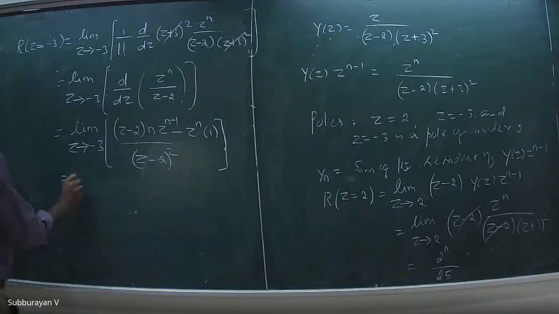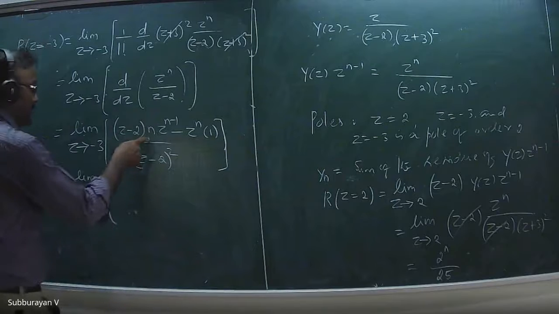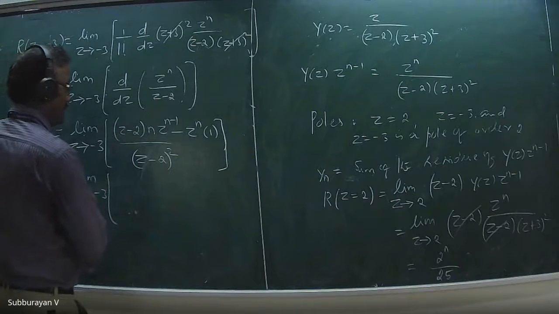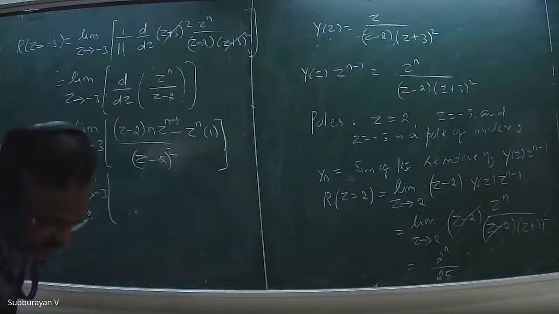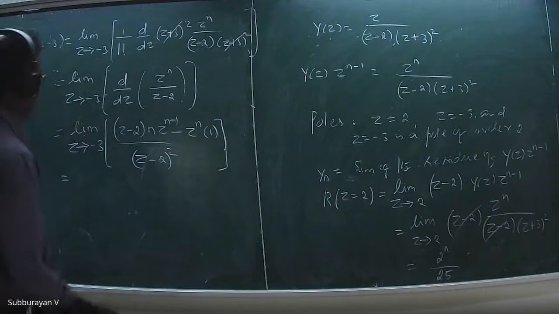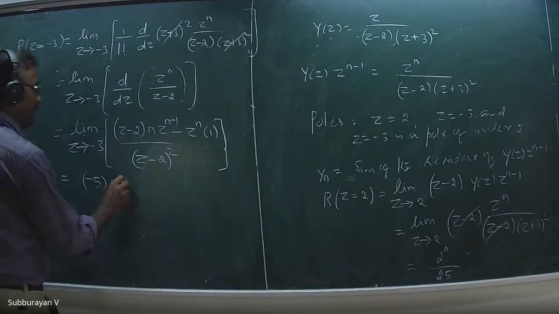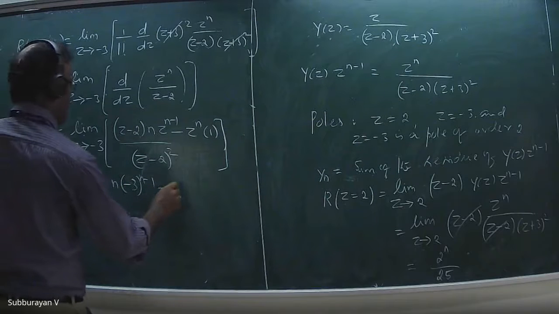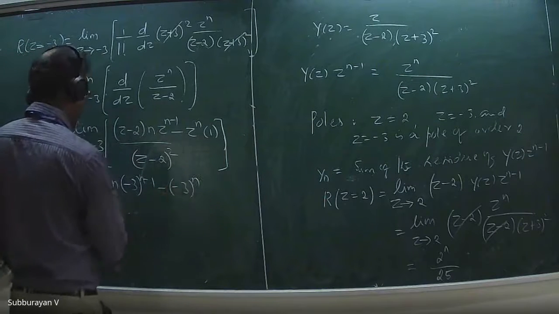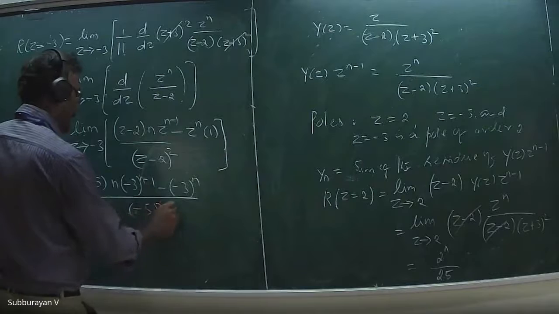You please simplify this. This is limit z tends to minus 3. Okay, no need to simplify. Straight away we can apply the limit. If you apply the limit, what will I get here? Minus 5 into n into minus 3 power n minus 1 minus minus 3 power n upon, what is this here? Minus 5 whole square, right?